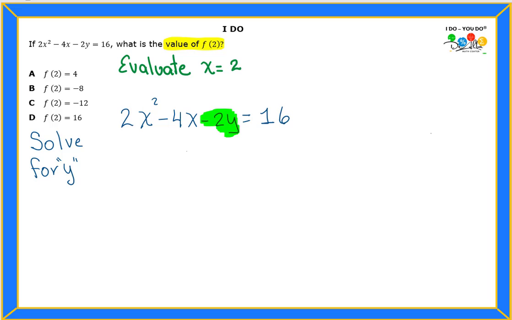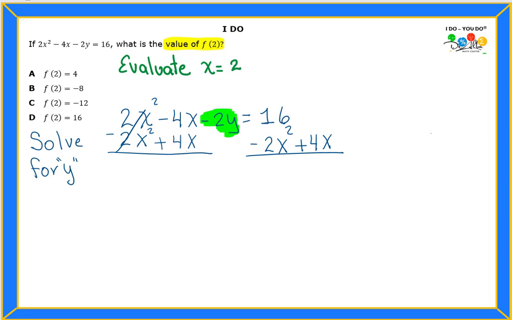So what I need to do first is I'm going to subtract 2x squared. Now, if you want to do everything at once, you may do that. And I'm also going to add 4x on both sides. Now, if you don't feel comfortable doing both steps at once, you can always do one at a time, okay? Just remember that whatever you do on one side, you need to do it to the other side, okay?